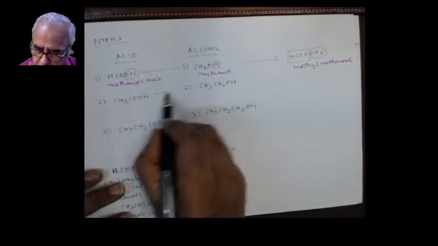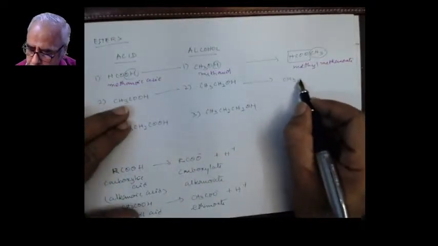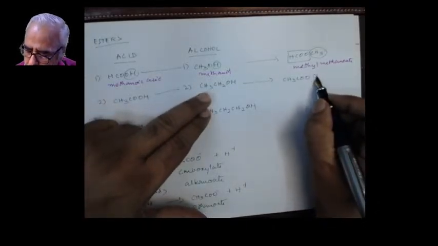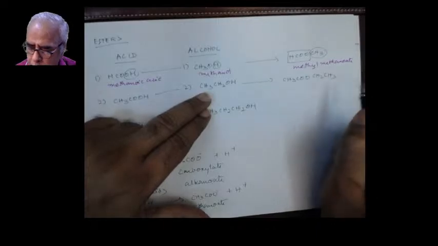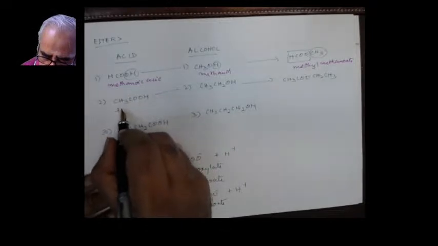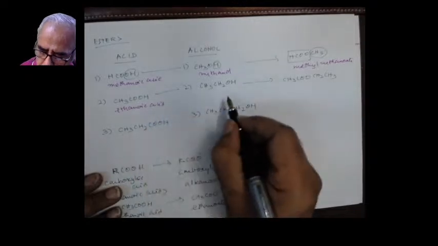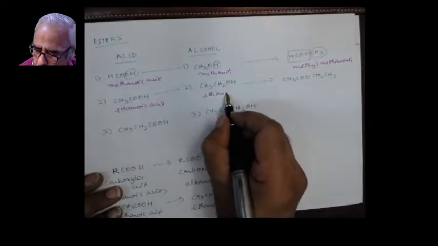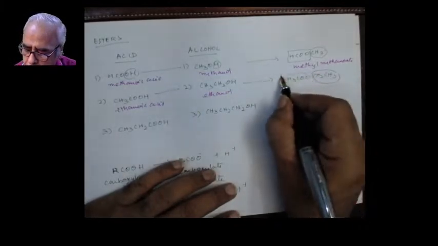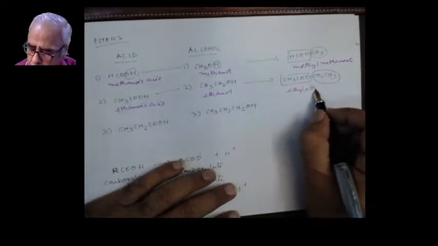Similarly, by combining this, you will get CH3COO and this one CH2CH3. So what is the compound? This is ethanoic acid and this is ethanol. Therefore this is ethyl ethanoate. Are you able to follow? Ethyl ethanoate.